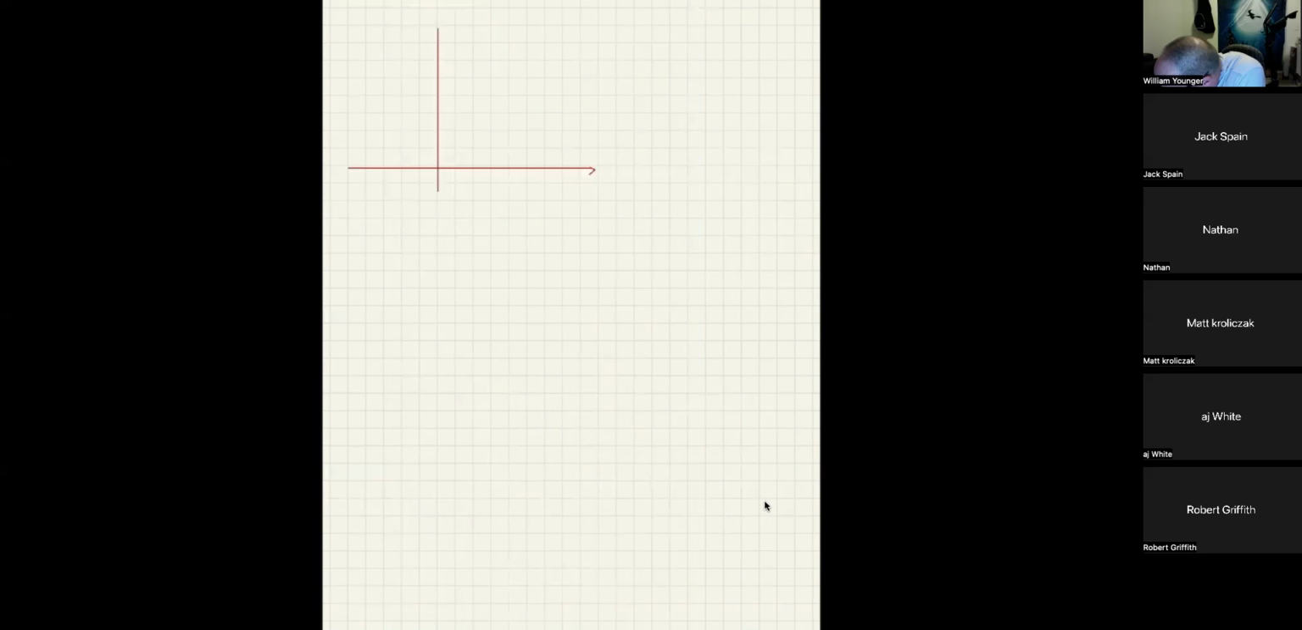Here's my coordinate system. That's the positive x-axis. I'm going to put the x-axis here and the y-axis here. And what I'm going to do is imagine a current carrying wire that comes up to this point.